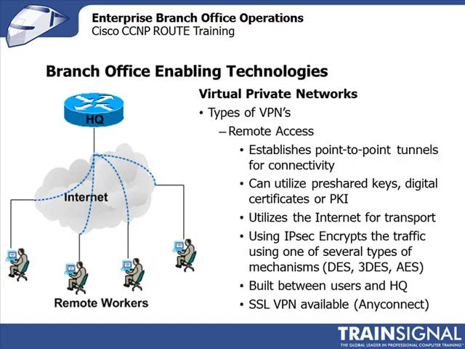Remote access VPNs are contrasted from site-to-site VPNs in that they're not from one site to another, but from a user back to a headquarters location. Point-to-point tunnels for connectivity, again, pre-shared keys, we talked about this just a moment ago. Internet for transport, encryption, it's built between users and the headquarters. And it can be done through standard IPsec tunnels, or there is a technology called AnyConnect, which utilizes an SSL-based VPN as well.